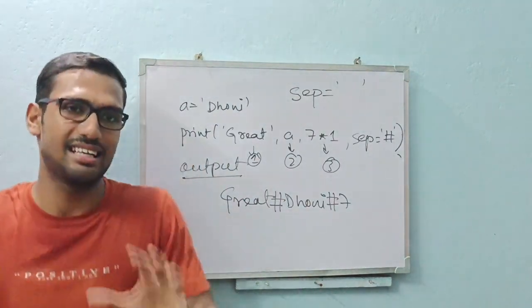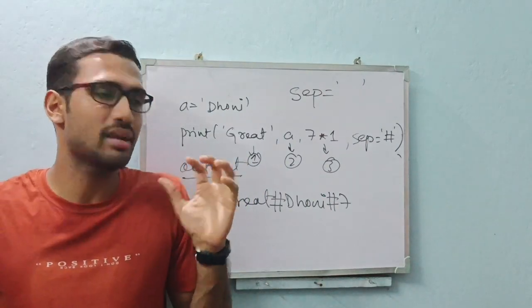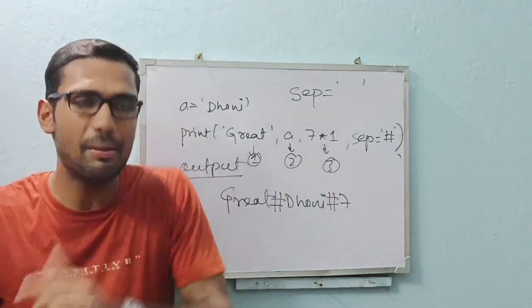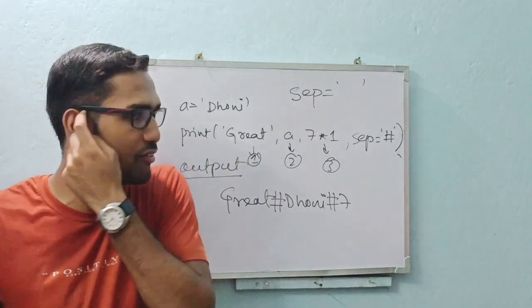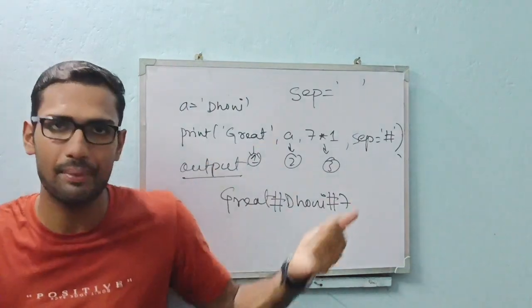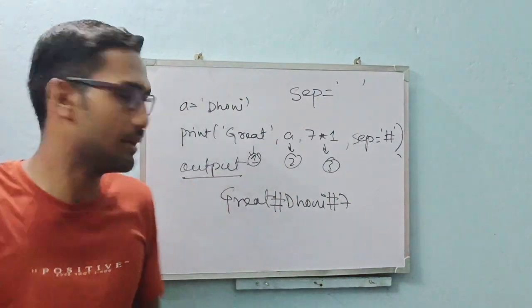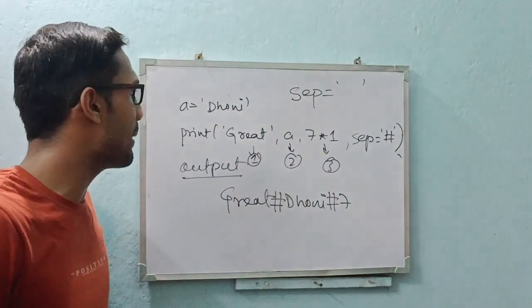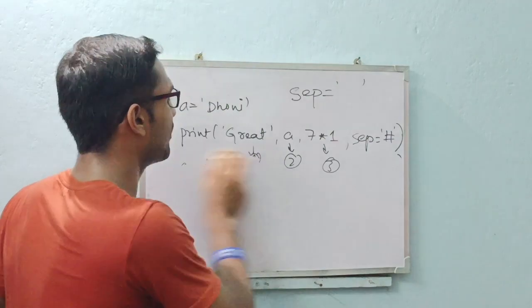Now let's discuss the last parameter, the end parameter. Yes, there are other parameters involved with the print function, but in your syllabus these two things are being discussed, SEP and end. So that's why I'm discussing these two parameters only. Now let's discuss the end parameter. Again, this is also a very simple keyword argument.